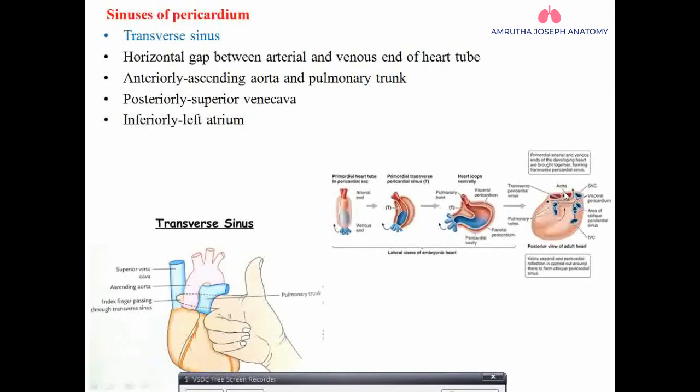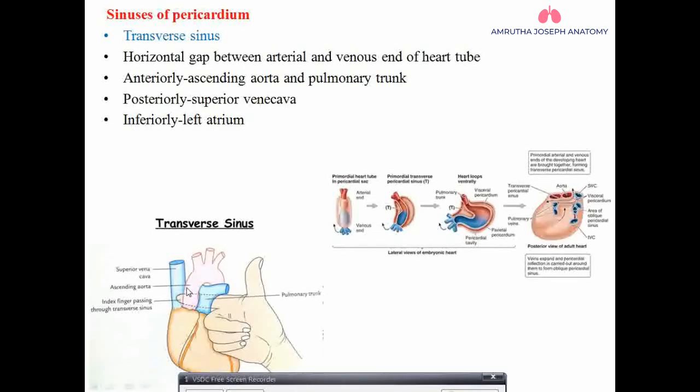Now, this is how in adult anatomy arterial end looks and the venous end looks. So, arterial end gives rise to aorta and pulmonary trunk. Venous end gives rise to superior vena cava and other structures, pulmonary veins, inferior vena cava, and so on. But there is a gap that exists. This gap can be seen here in adult anatomy between the pulmonary trunk, aorta, and superior vena cava. So a finger can be easily passed behind pulmonary trunk and aorta, and in front of the superior vena cava.